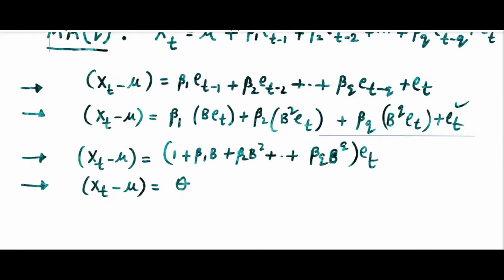Theta(B) is a function of B. So X_t minus mu is equal to theta(B) e_t. This one is for the MA process. If I write it this way, this is for the MA(q) process.